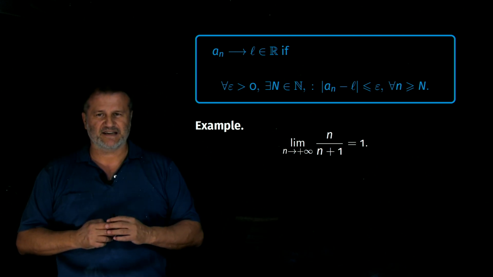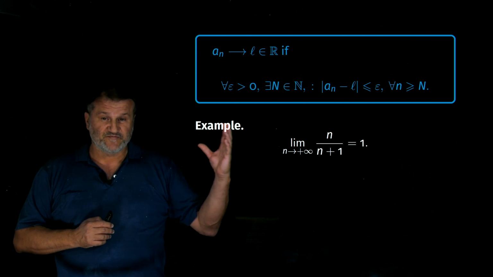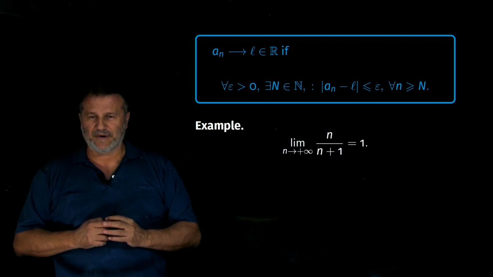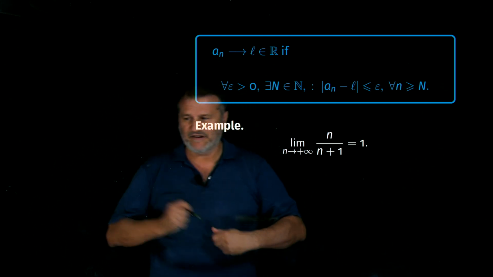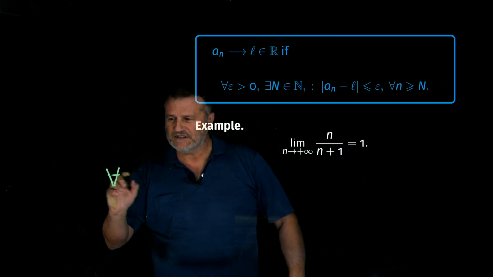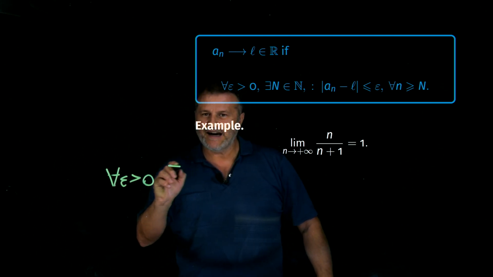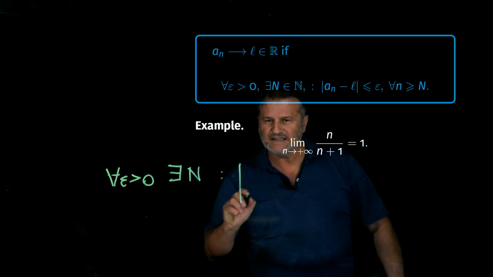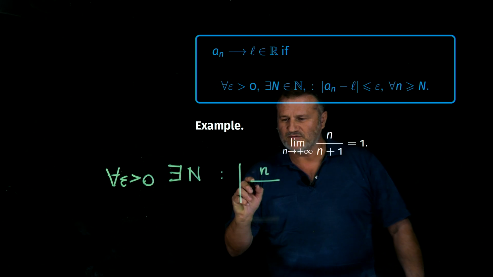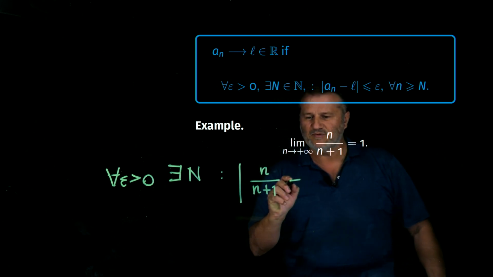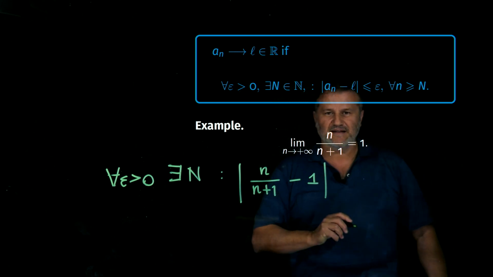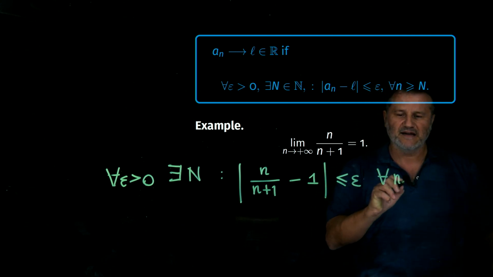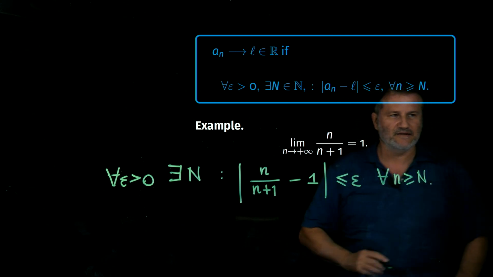So this makes sense. Now, to verify that this is true, we need to verify this property. So let's write it. We have to verify that for every epsilon positive, we can find an initial index capital N such that the distance between the element of the sequence, which is here n over n plus 1, minus the limit 1, is smaller than epsilon for every n greater or equal than capital N.